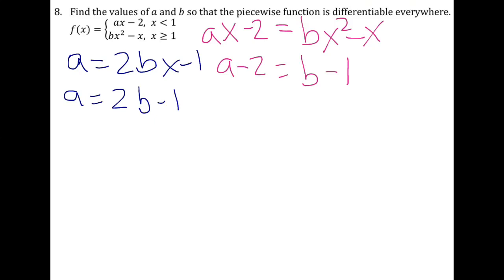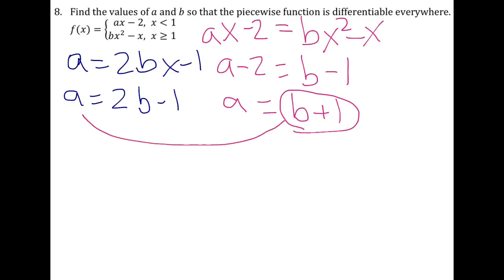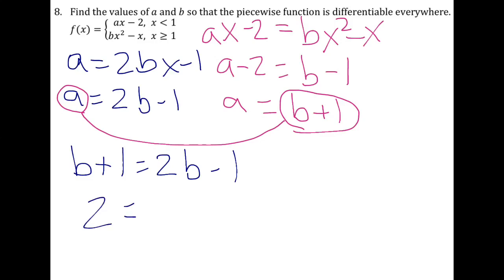So what I'm going to do is go to my pink equation and add 2 to both sides to get a equals b plus 1. And now I'm going to substitute this b plus 1 in for this a right there, because b plus 1 is equivalent to a. And so I'm going to write my equation, b plus 1 equals 2b minus 1. I'm going to solve for b, so I'm going to subtract b from both sides and add 1 to both sides. So I get 2 equals b.